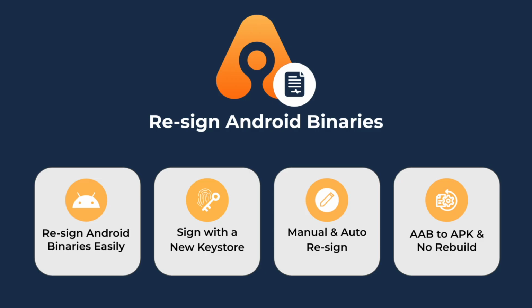Re-signing a binary is critical whenever an application needs different signing credentials than the ones it was built with. When you need to distribute an Android application to a different environment, transfer app ownership, or switch to a different Keystore, Appcircle's Re-sign Binary feature lets you re-sign Android binaries easily directly within the platform. You can sign with a new Keystore, choose between manual and automatic re-signing, and convert an app bundle into an APK, all without triggering a new build, so a signing change never turns into a new release cycle.